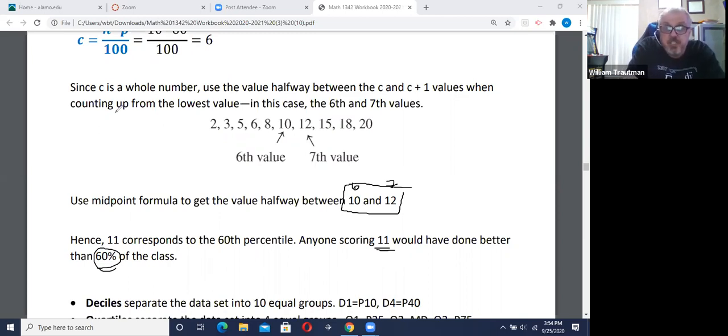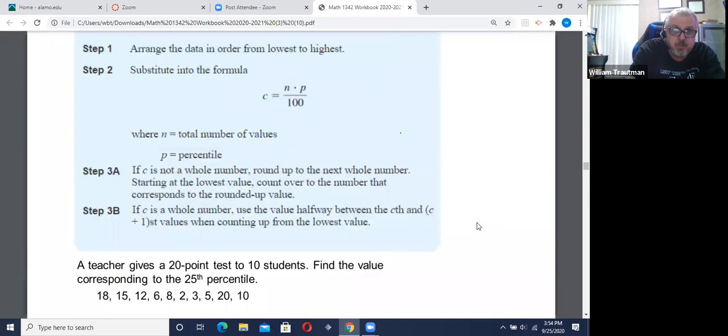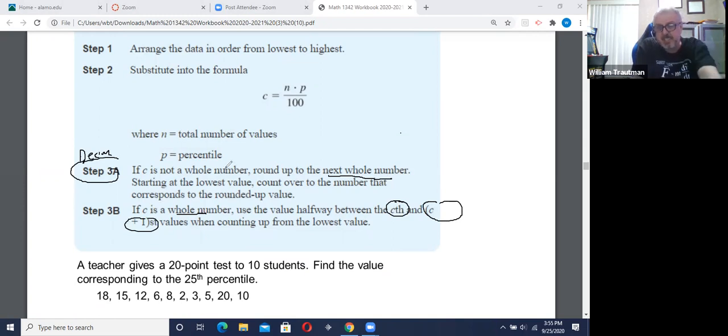When you calculate the number, not the percentile, as we did before, it was easy. We just put it in the calculator. Here you had to follow these rules, so make sure you follow the rules. If C is not a whole number, if it's a decimal, you always round it up to the next whole number. If C is a whole number, then you go between the 6th and the 7th, or if we ended up with 8, the 8th and the 9th, always C and C plus 1.